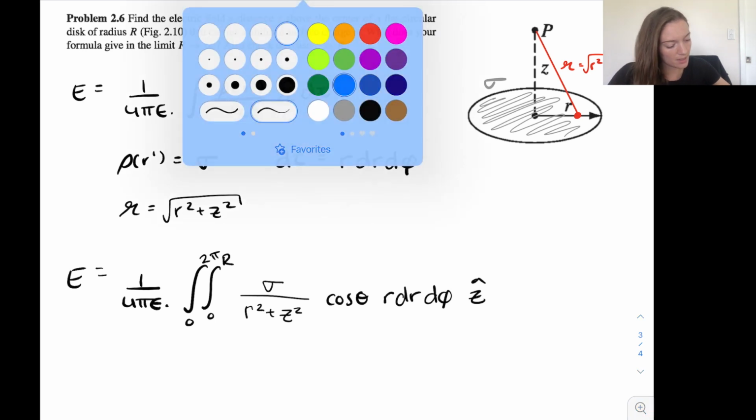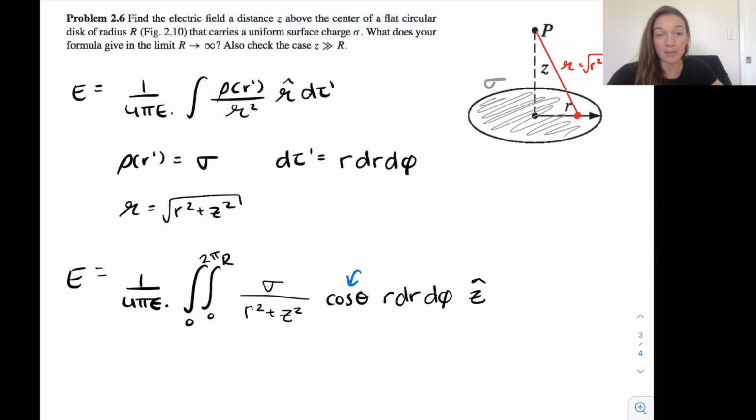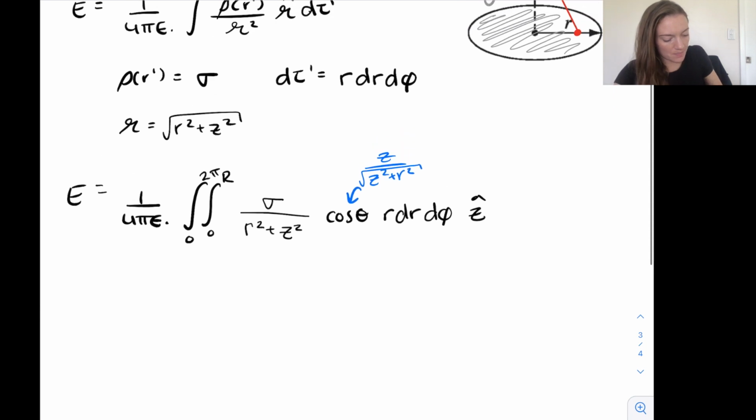And our cosine theta is going to be exactly the same as our previous two. We could look at this angle here, theta, and say, okay, it's adjacent over hypotenuse. We just want that vertical side. So we want z over the square root of z squared plus r squared. And that is our cosine. Okay, so now let's rewrite this. So we have 1 over 4 pi epsilon naught. We have our 2D integral.